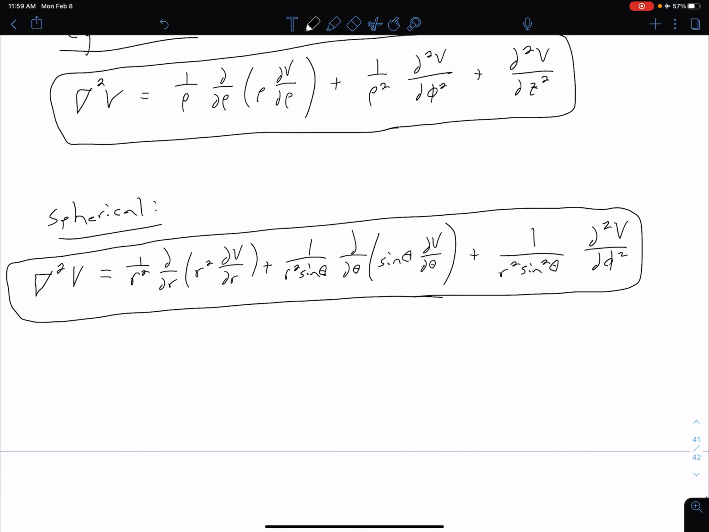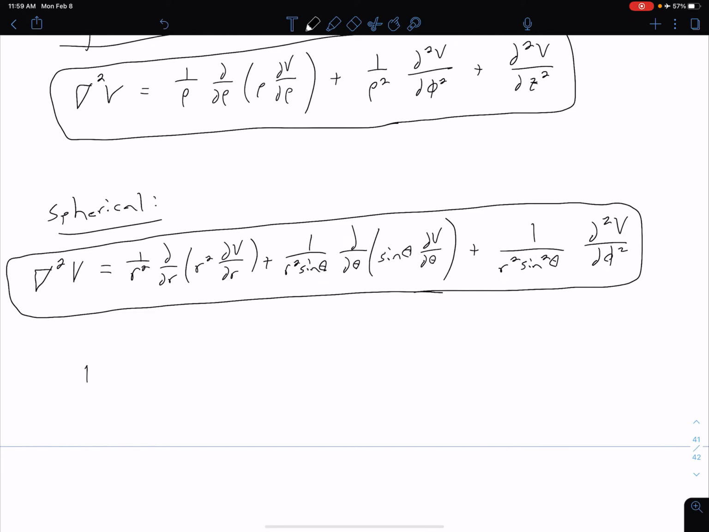Of course, note that our result is a scalar field in all three of these cases. So we've looked at all possible scenarios. With our gradient, we went from a scalar to a vector field. With our divergence, we went from a vector field to a scalar field. With our curl, we went from a vector field to a vector field. And now finally, with our Laplacian, we're going from a scalar field to a scalar field.